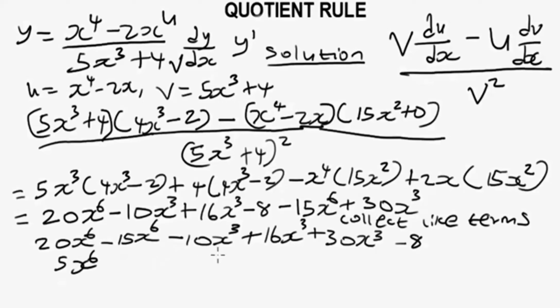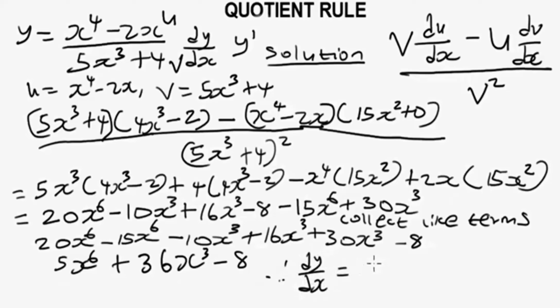Okay guys, so let's do it this way. Let's apply addition before subtraction. We're going to have 16x cubed plus 30x cubed, which is 46x cubed, then minus 10x cubed plus 46x cubed, you're going to have plus 36x cubed, minus 8.